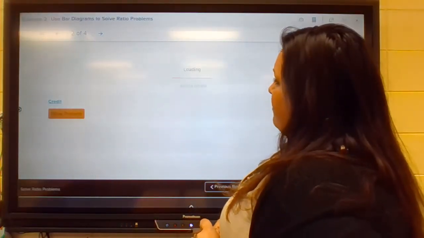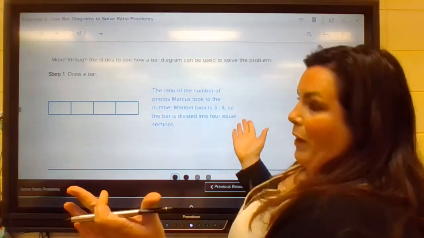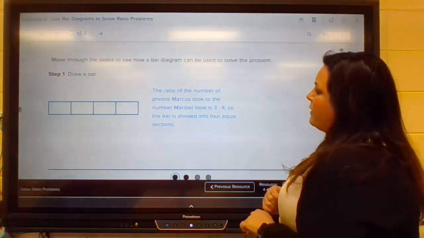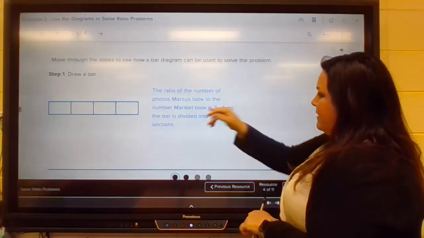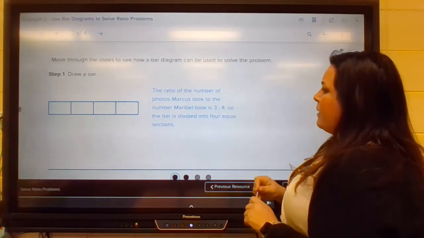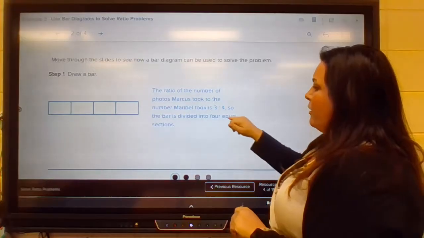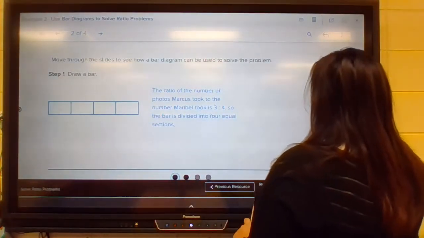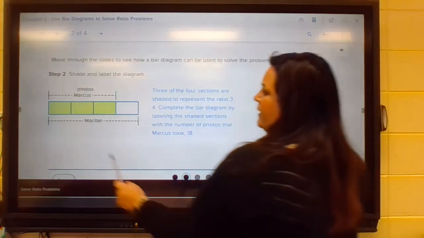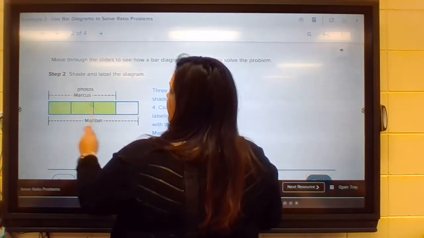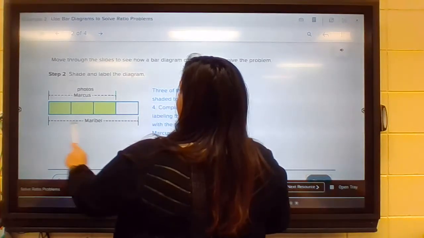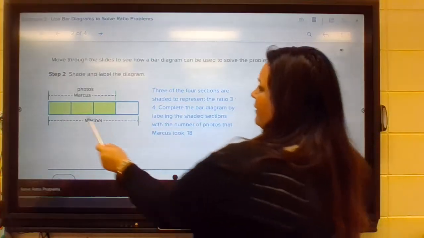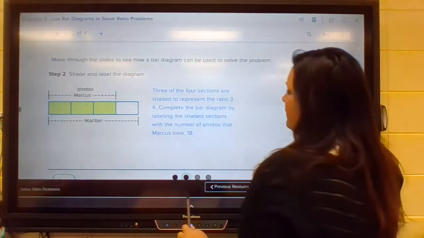So the first step for this, once again, draw a bar, right? Always step one, draw a bar. Okay? The ratio of the number of photos Marcus took to the number Maribel took is 3 to 4. So the bar is divided equally into 4 equal sections, right? Start with that 1, 2, 3, and 4. Then we say, okay, Marcus took 3, right? Maribel was 4.